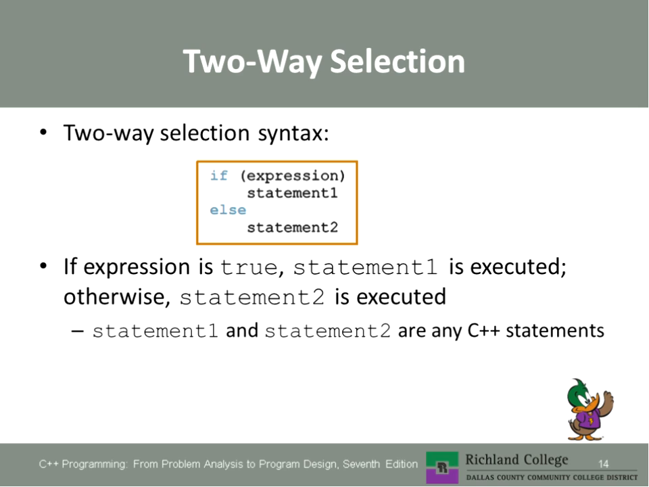Now with a two-way selection, just like with the pseudocode, we have the if statement and the else statement. Now we do not have the keyword or the statement endif at the end, like we had it with the pseudocode.